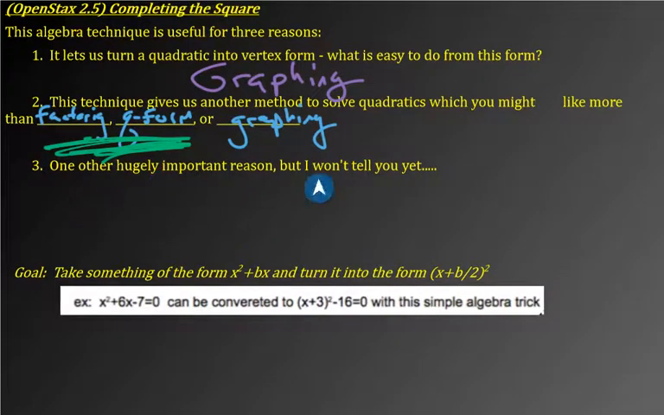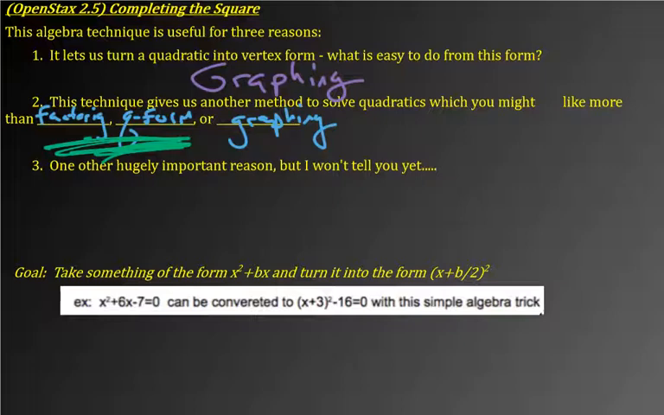So we're going to do a problem, and it's going to hopefully look kind of familiar, but this is really one of the big reasons I teach you completing the square, the unknown one that I'm not telling you yet. And basically this is the goal for completing the square. We're going to take something of the form x squared plus bx, and we're going to turn it into a perfect square. So this is right here, a perfect square.